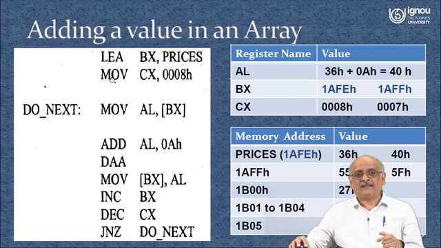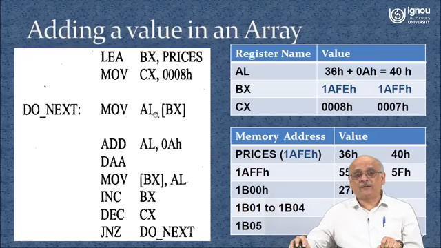Next, I am moving CX with 8. Why 8? Because we have 8 values. Remember? This counter register is the one which is going to take care of how many times the loop is going to take place. And DO NEXT is a label, because this is where we are saying jump back to DO NEXT. So go back to this location. In a sense we are looping here. This is the looping construct which we are trying to implement.